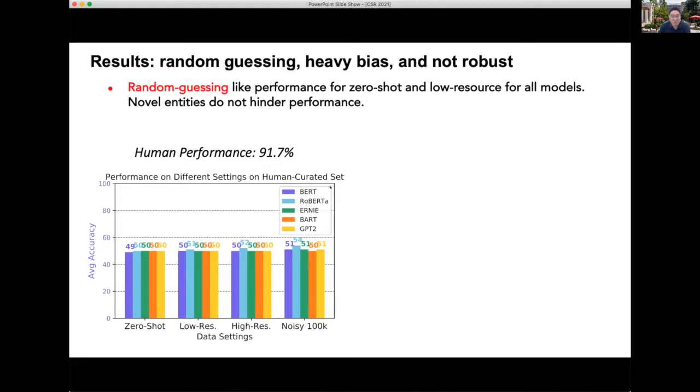But if you test the state-of-the-art language models, BERT-large, RoBERTa-large, some knowledge augmented models like ERNIE, and some text-to-text transformers like BART, it turns out that they still perform like random guessing, which means there's not really a consistent prediction pattern among different variations of the same common sense axiom.